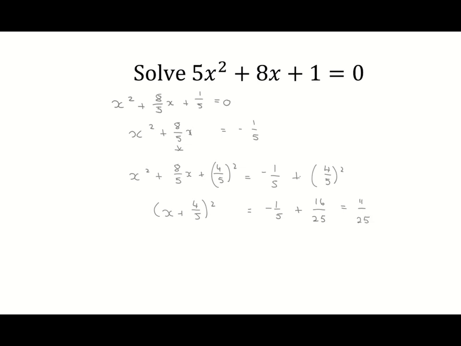So square rooting each side, x plus 4/5 equals plus or minus the square root of 11 over 25, taking away 4/5, and we're done.